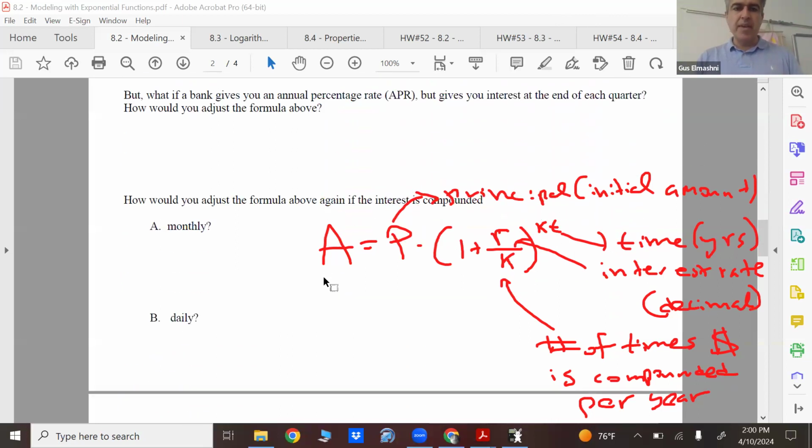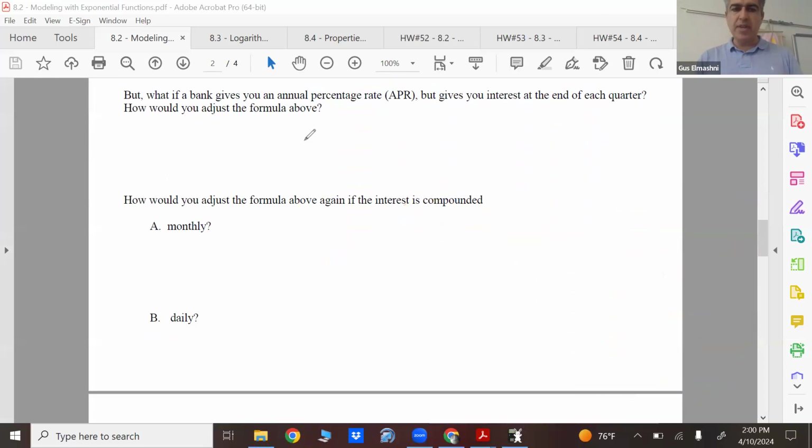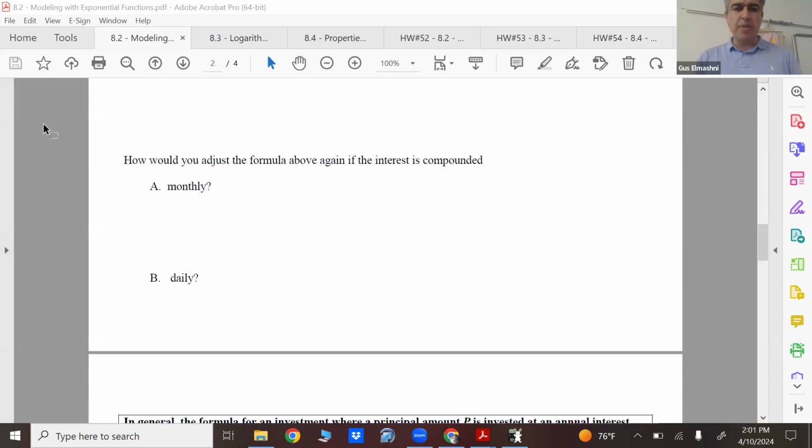So let's look at this one here. What if a bank gives you an APR, annual percentage rate, but gives you the interest at the end of each quarter? How would you adjust the formula above? I just showed you how to do that. It was just P times 1 plus r over k, raised to the kt. I call it k; some people use n. You can use any letter you want for the compounding. So how would you adjust the formula if it was monthly?